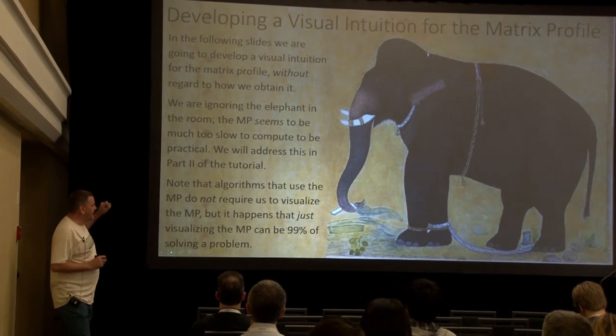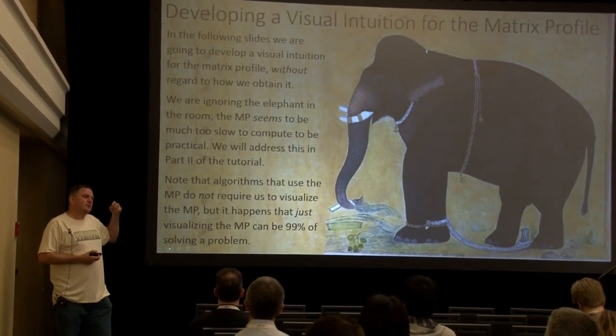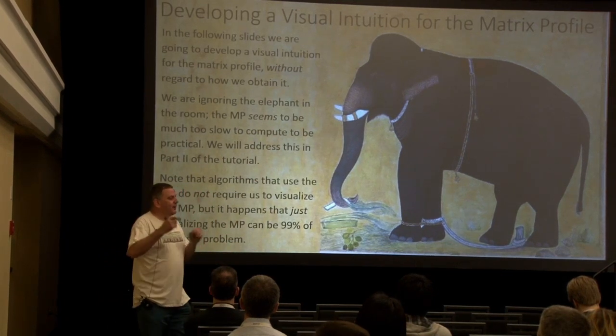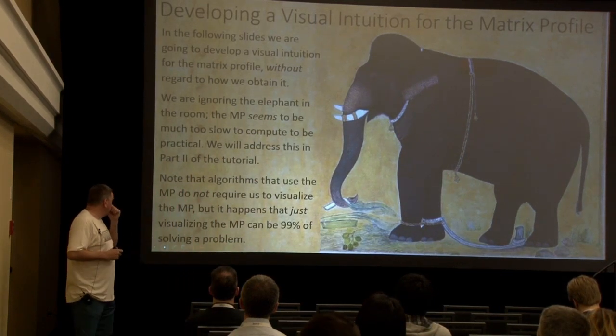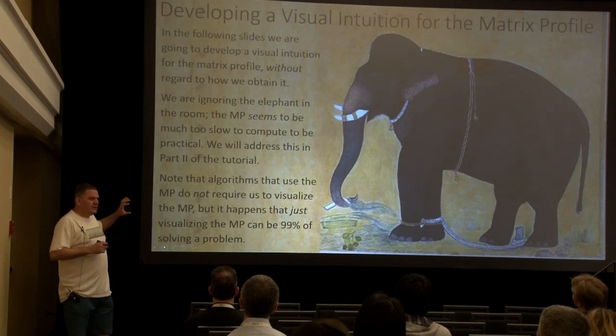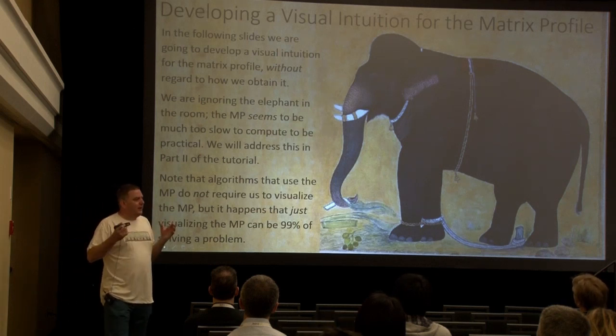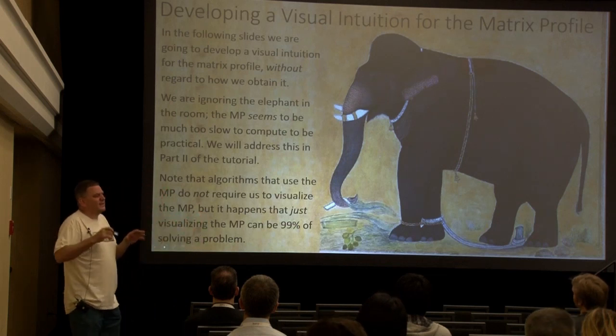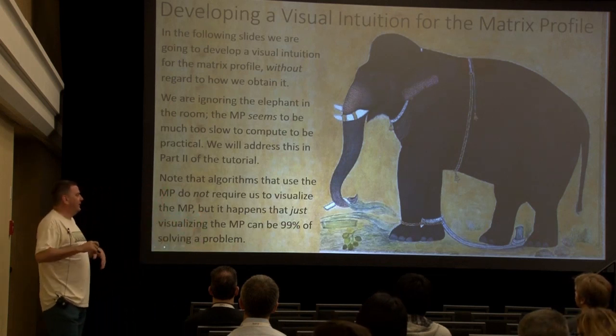You might think, when you look at this, that it's too slow to be computed. That's probably your first intuition. But again, my colleague will show you that isn't the case. And then finally, we're going to look at the matrix profile to understand what's going on. But most algorithms that use the matrix profile don't require you to visualize it. That's just a bonus you can do, but isn't necessary.